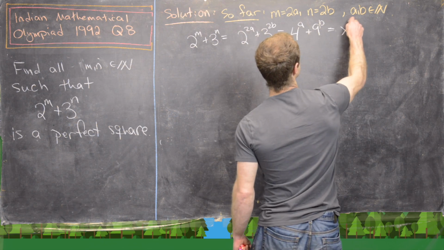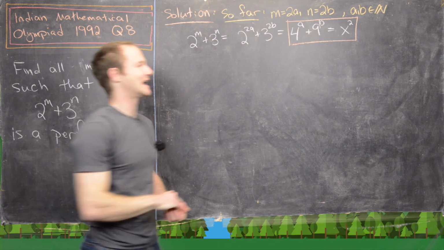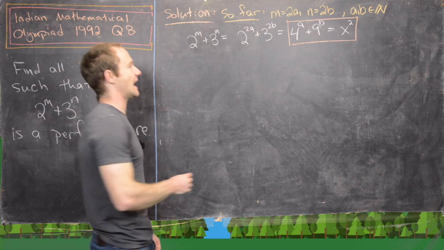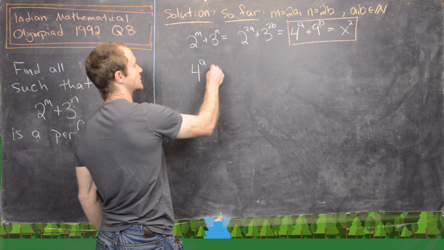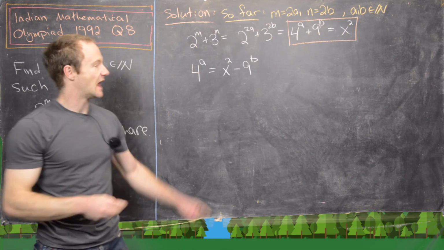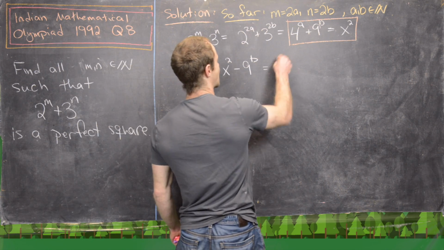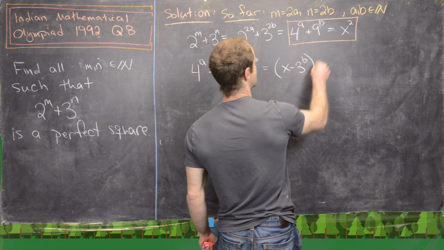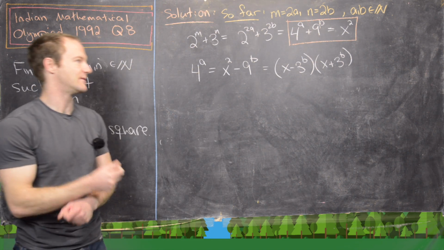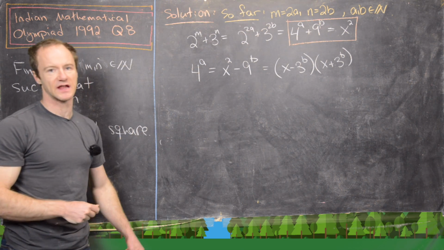and then recall that we want that to be a perfect square. So the goal is to determine the a and b when that object right there is a perfect square. Okay, so now let's see what we can do with that. So let's take this thing and rewrite it as 4 to the a equals x squared minus 9 to the b. And notice we can factor this right-hand side using a difference of squares. So that's going to factor into x minus 3 to the b times x plus 3 to the b. So notice 3 to the b times 3 to the b is obviously 3 to the 2b, which is 9 to the b.